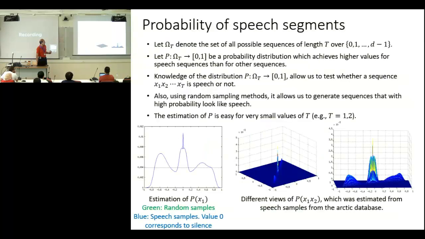The idea started: we want to encode the probability that some sequence encodes speech and separate this from sequences that encode noise. If we had a function that can distinguish between speech and noise, that could be a very useful function, which allows us first to recognize speech and second to generate speech.